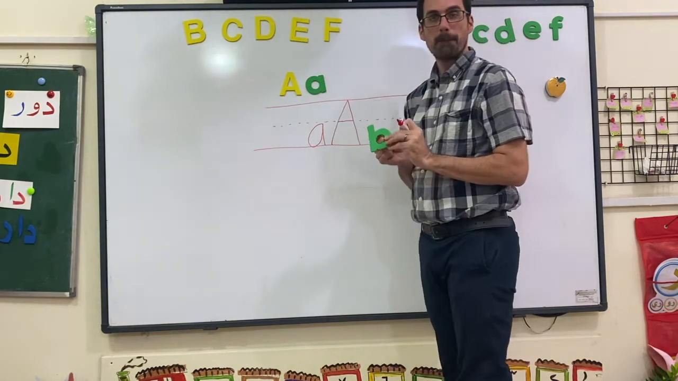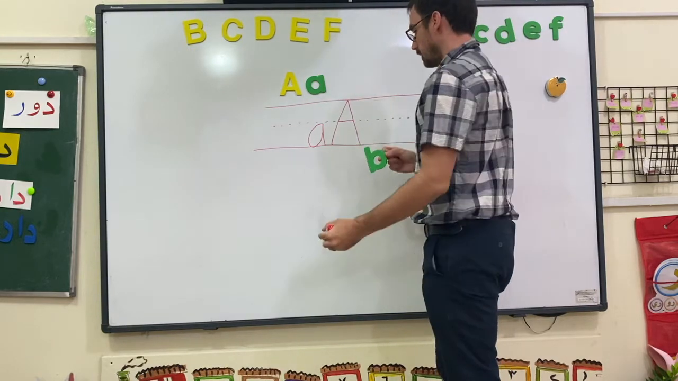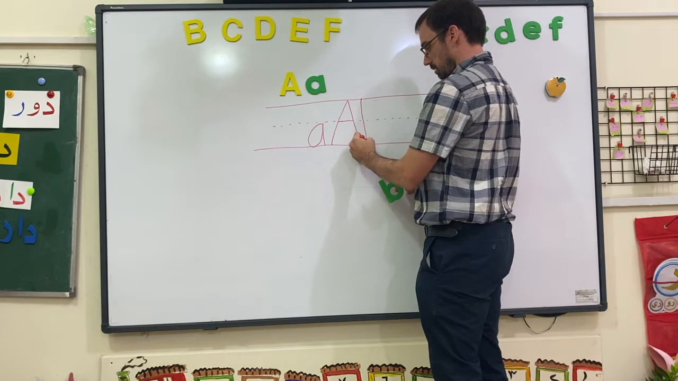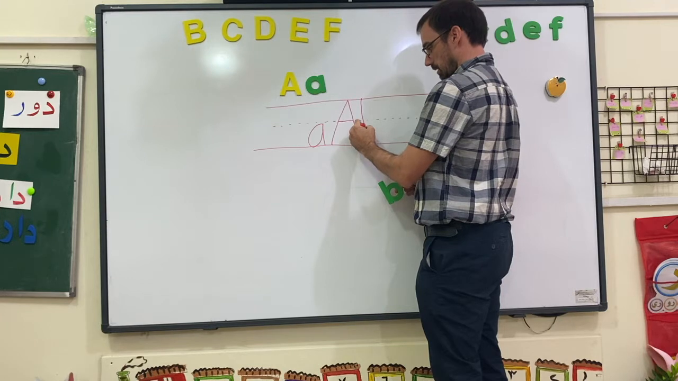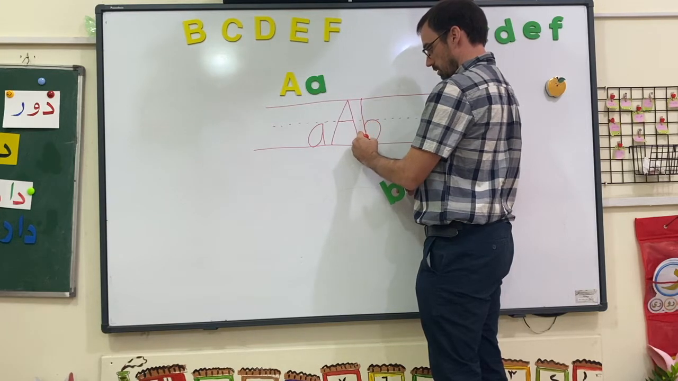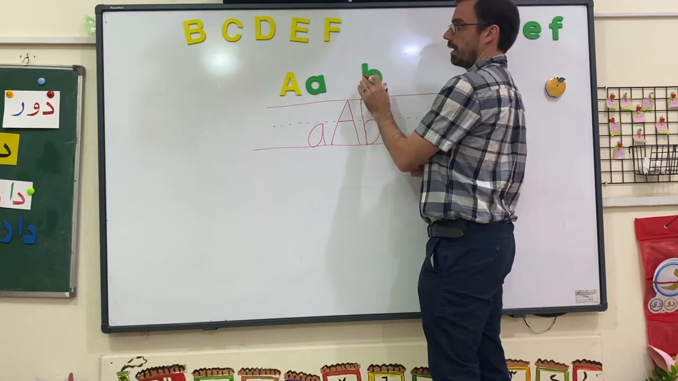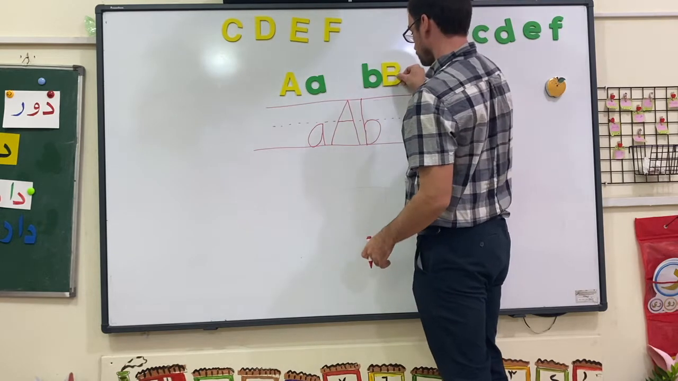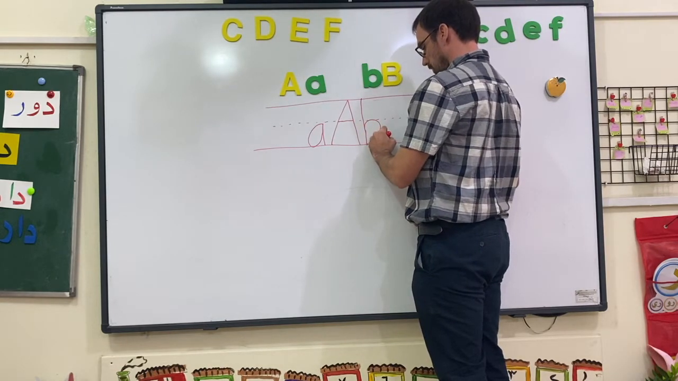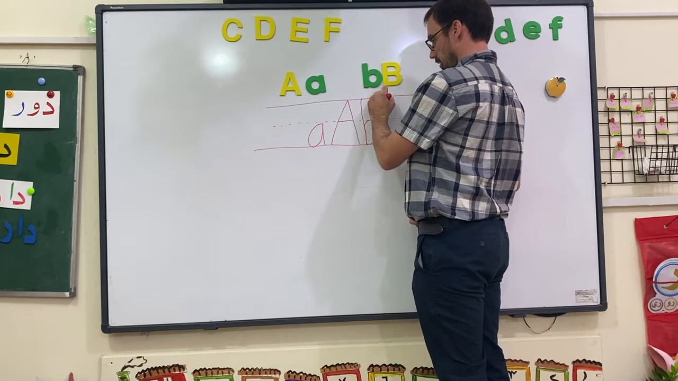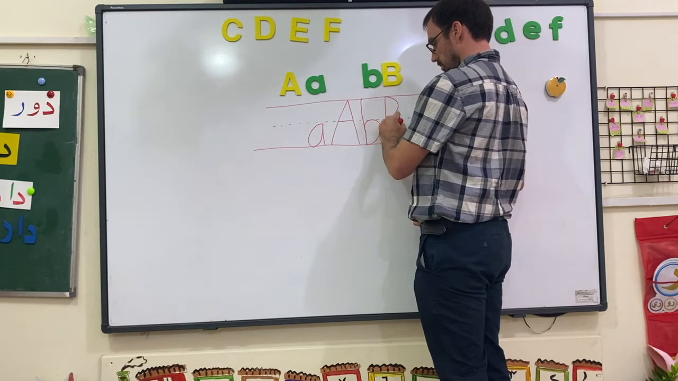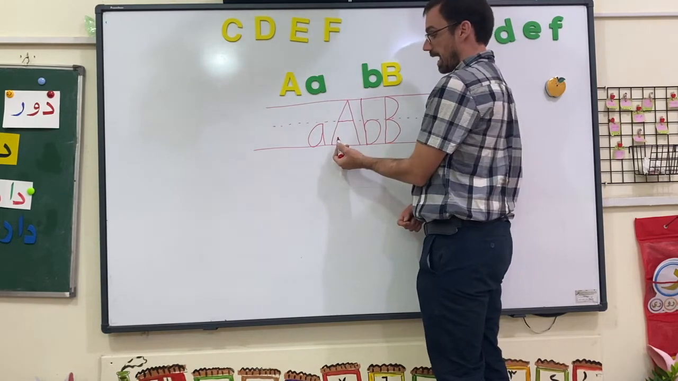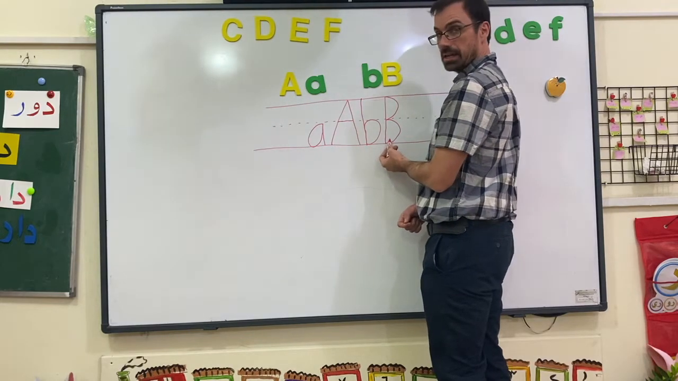Our next letter, B. To write the small letter B, straight line down, and you go up over the same line, and a circle around. To draw the capital letter B, start at the bottom, straight line up, then one half circle, then another half circle. B, b, b, b. A, a, a, a.